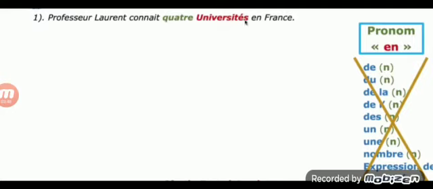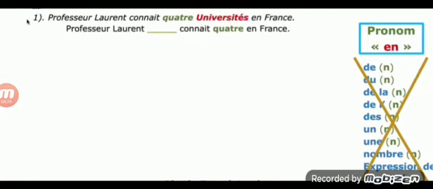Here the noun is university. They also mention the number. That is, see here, number then a noun. Like this, here 4 is the number and the noun is university. So you have to replace university by the pronoun en. The number will be repeated as it is.